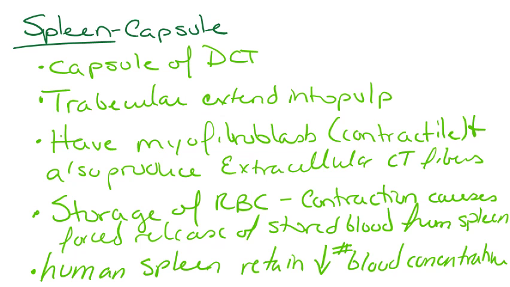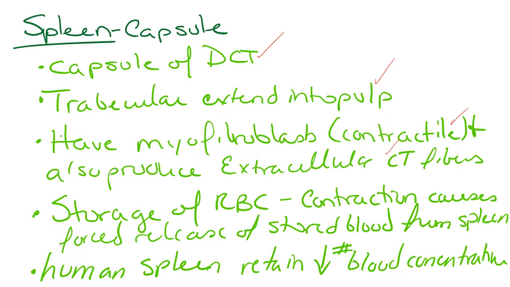So the spleen capsule, capsule of dense connective tissue. We saw that in the other two examples. Trabeculae extended to the pulp. Again, similarities. They have myofibroblasts. Well, this is new. We didn't have those in the other ones. They're contractile and also produce extracellular connective tissue fibers.